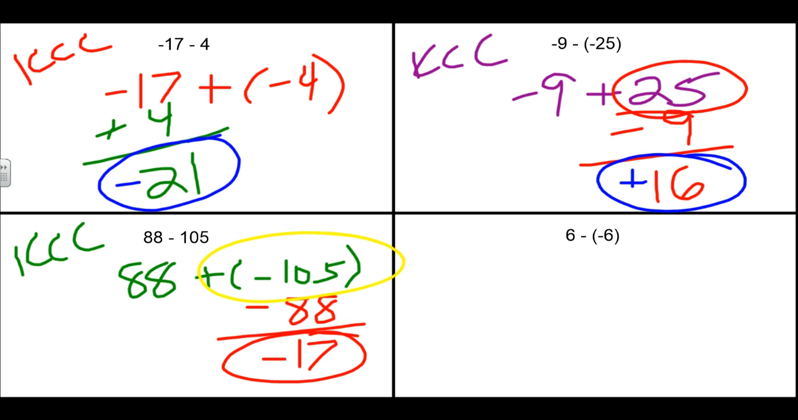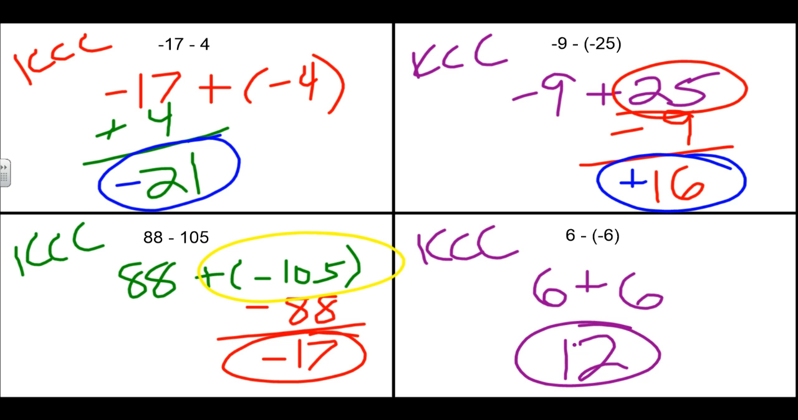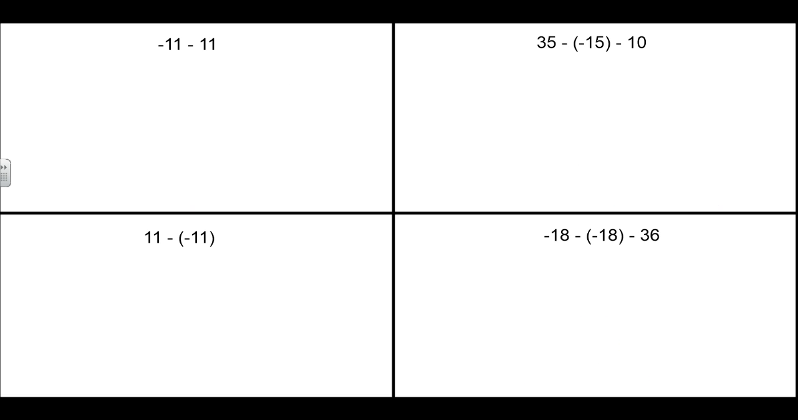And finally on this page, 6 minus negative 6 becomes 6 plus the opposite of negative 6, or 6, and 6 plus 6 is 12. Last page of problems. Go ahead, pause the video, come back when you are ready to go through the answers and go to the end of the video.